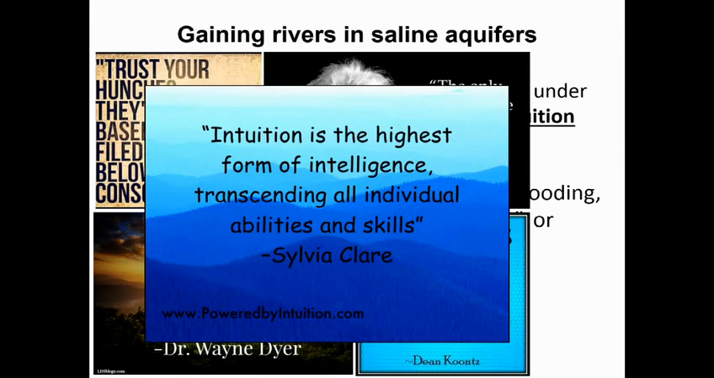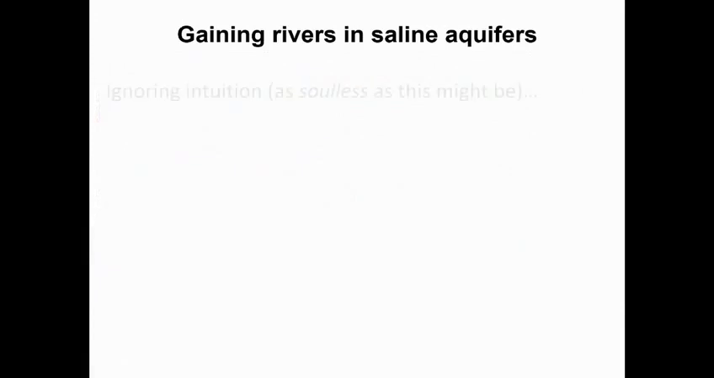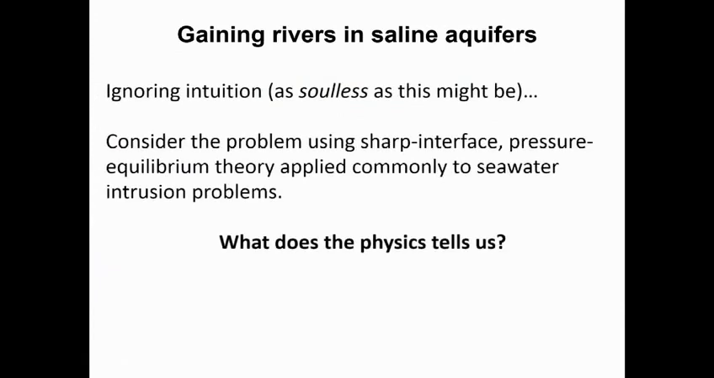So I take my intuition and I say, it's got to be no freshwater lens under those circumstances, that's it, and we move on with our day. So just for a second, if we ignore our intuition, as soulless as that may be, and we ask ourselves, what does the physics tell us? I've spent a lot of my career working in coastal zones where freshwater and seawater are next to each other and the density effects are there.